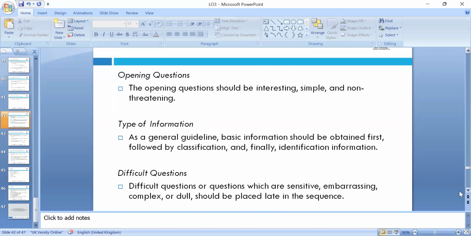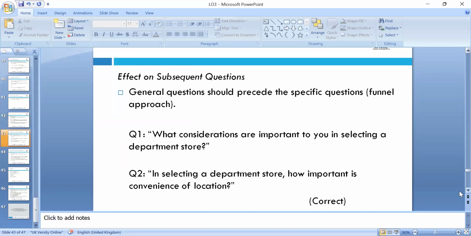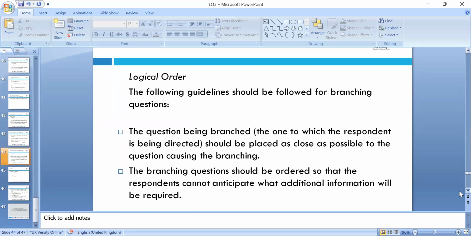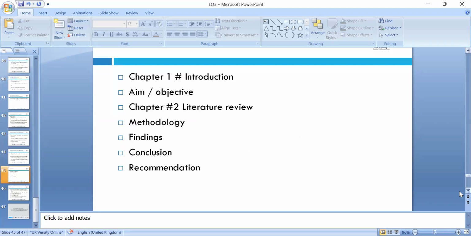Of course, opening questions should try to be interesting, typical questions generally ask basic information, and difficult questions, sensitive, embarrassing or dull, are placed later in the sequence. So we can look at the general question: what considerations are important to you in selecting stores? And in selecting the store, how important is convenient location? So we can look at the logical order, so the information flows.